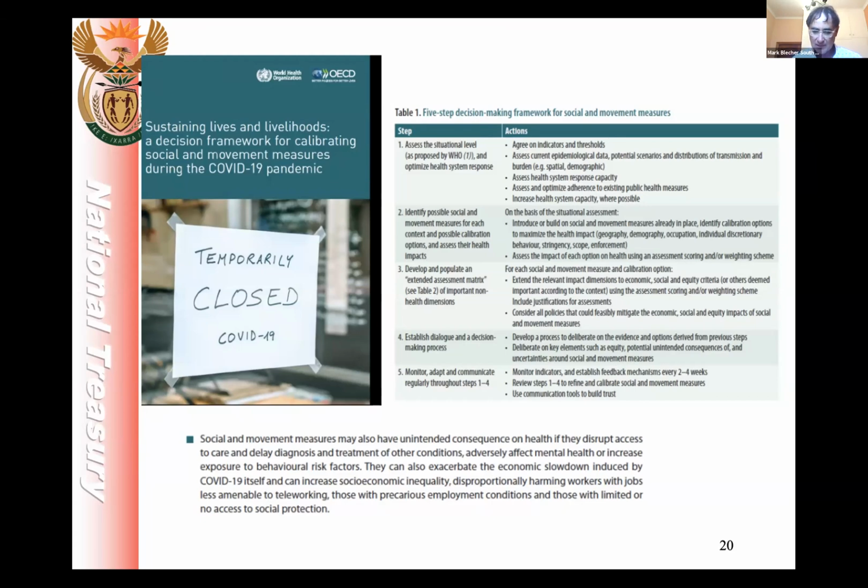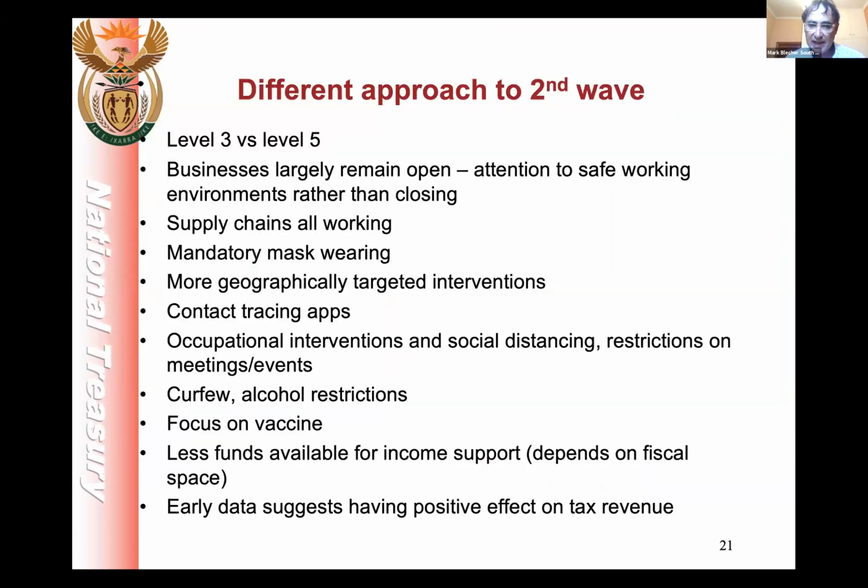Next slide, please. And then South Africa heads into a second wave, and its second wave is bigger than the first wave, and it's driven by a mutant strain. And the country can't afford to go into the level 5 lockdown that it did initially, because its fiscal reserves are gone. And so it now sets the response at level 3, not level 5. Businesses remain largely open, with more attention to safe working environments rather than closing them. Almost all the supply chains are working.